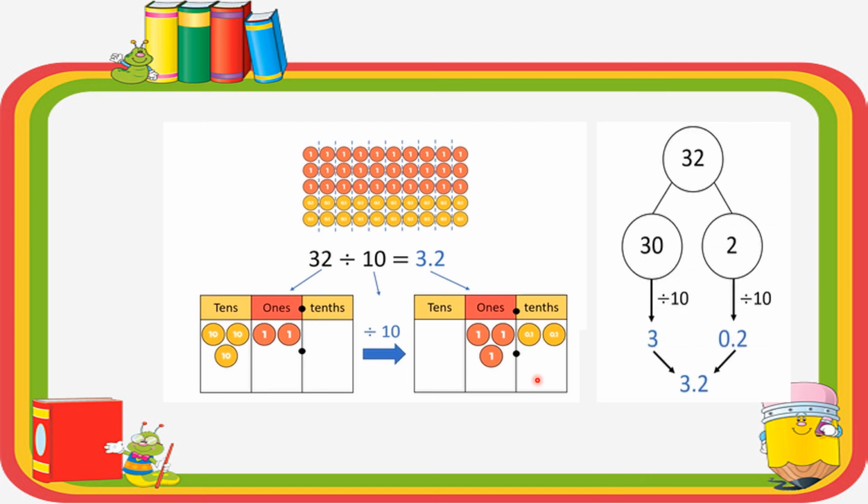And when we use a part-whole model, we can partition 32 into 30 and 2. 30 divided by 10 is 3. 2 divided by 10 is 0.2. So 3 plus 0.2 gives us 3.2.